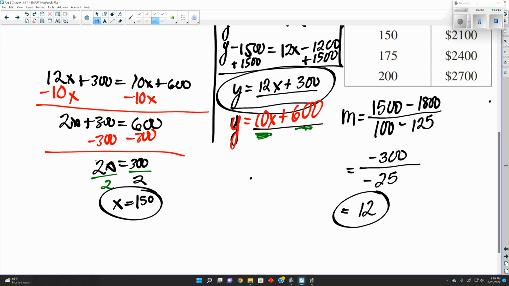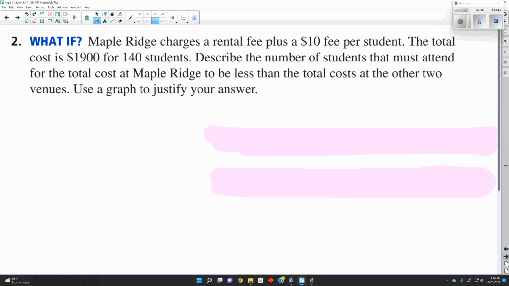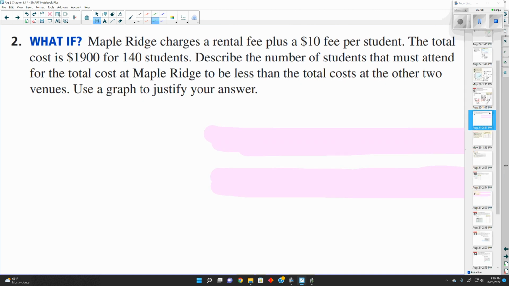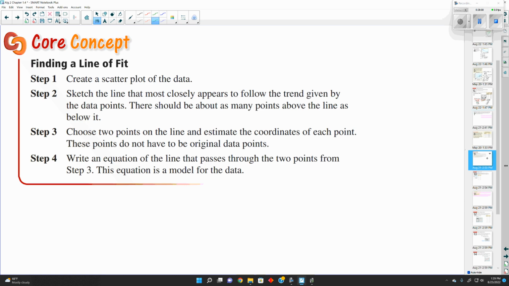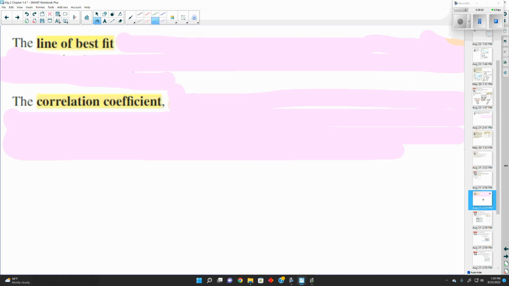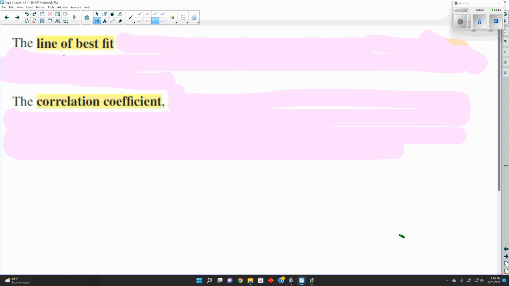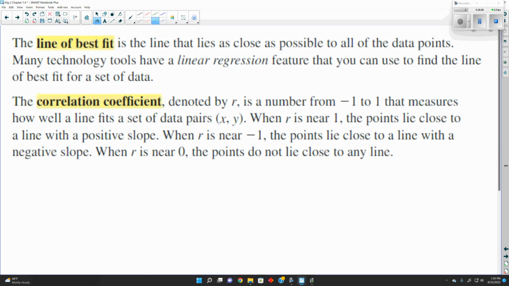Any questions on this here? We feel good with this? So, here we go. This is the last thing we'll talk about: line of best fit. Line of best fit, and I know this is blurry, is a line that lies as close as possible to all data points. Many technology tools have a linear regression feature that you can use to find the line of best fit for a set of data.